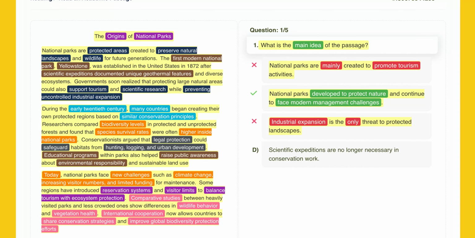Now, let's take a closer look at option D. Scientific expeditions are no longer necessary in conservation work. This option suggests scientific expeditions are no longer necessary. The text actually says the opposite. Paragraph 3 mentions comparative studies are still happening today to understand wildlife behavior. The text never says science is unnecessary. Therefore, this is incorrect. The correct answer is B, because the key expressions in the text directly match this option, while the other choices either provide incomplete information or clearly contradict the passage.